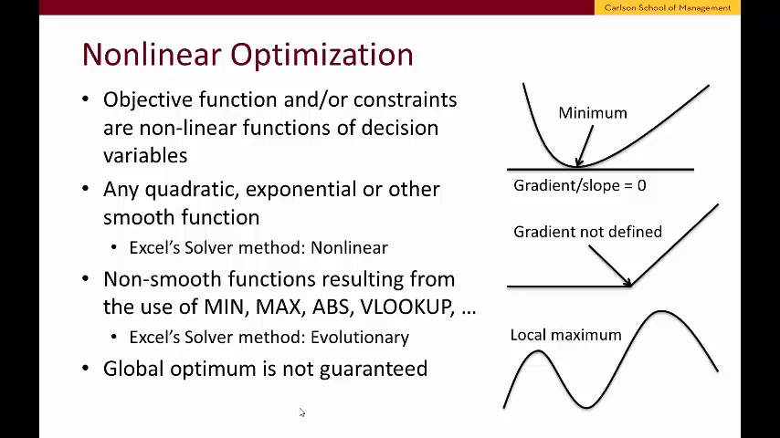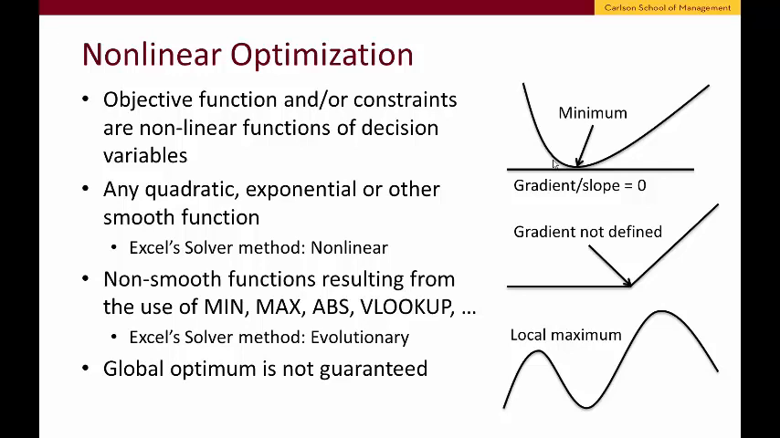The GRG method attempts to find the point in the feasible region, the feasible solution set, where the gradient, or slope, of the objective function is 0, which means that we found a local minimum, like this one here on the slide, top right corner, or a maximum. This is why the GRG method does not work well with objectives or constraints that include non-smooth functions such as MIN, MAX, ABS for absolute, VLOOKUP, and all the others I mentioned on the previous slide.